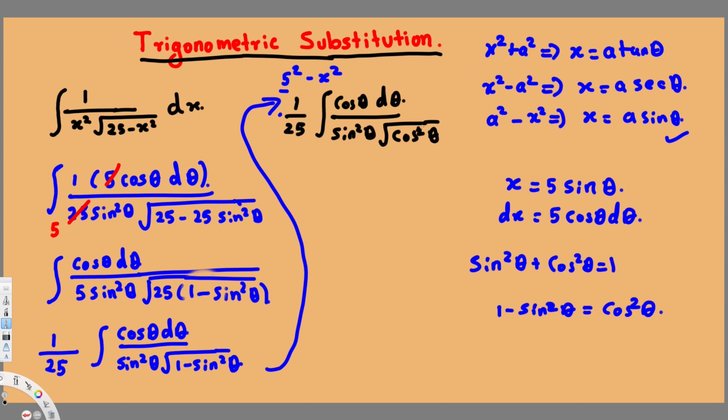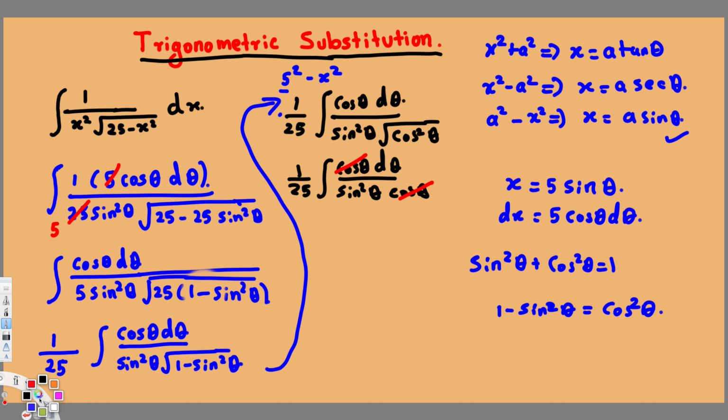Now let's eliminate this square root. So we are going to have 1 over 25 integration cos theta d theta over sine square theta cos theta, right? Now if you notice, we can cancel this cos theta and cos theta. So finally we end up with 1 over sine square theta.